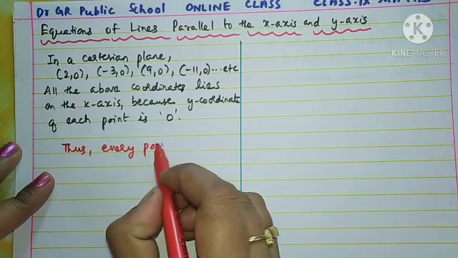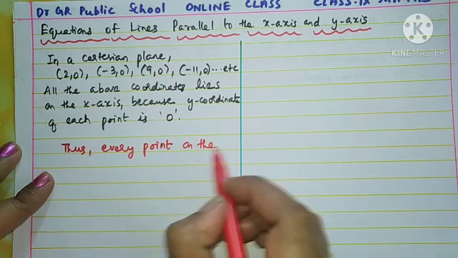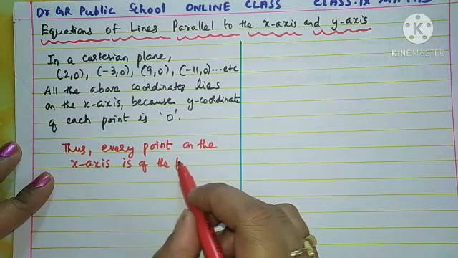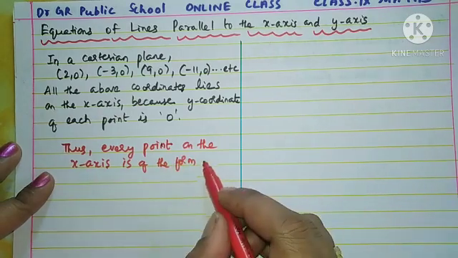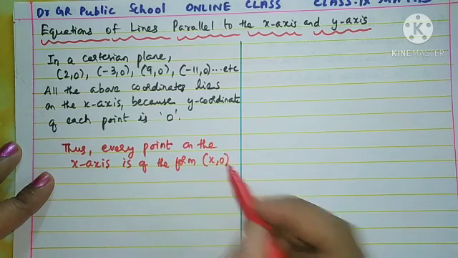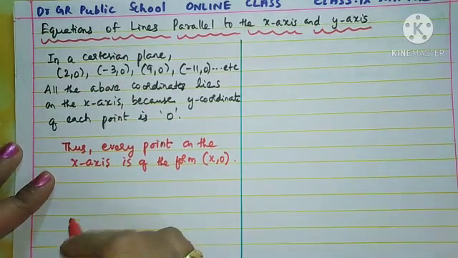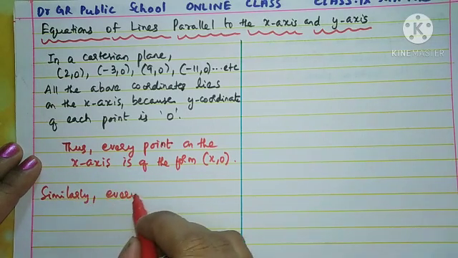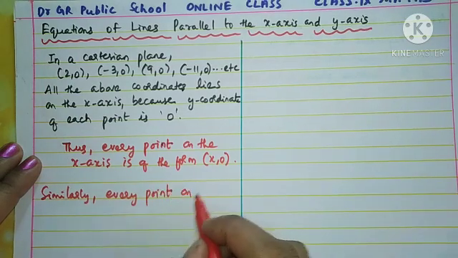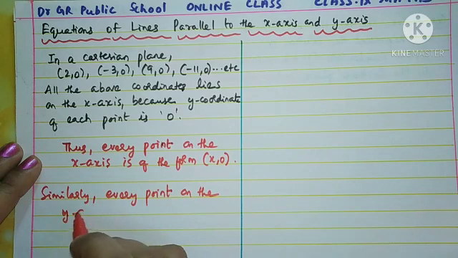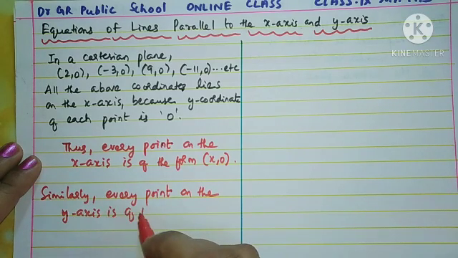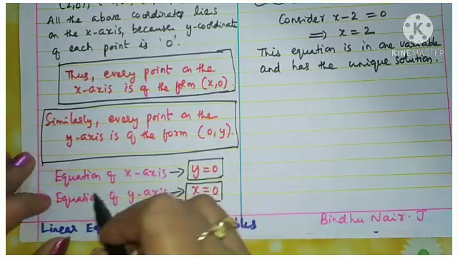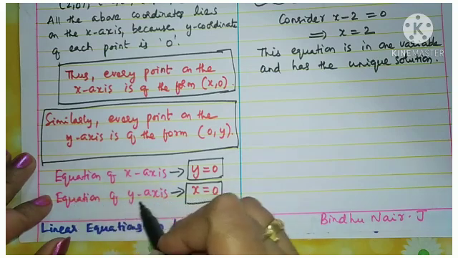Every point on the x-axis is of the form (x, 0). Whenever you see a point lying on the x-axis, it will be of the form (x, 0). Similarly, every point on the y-axis is of the form (0, y). Correct?